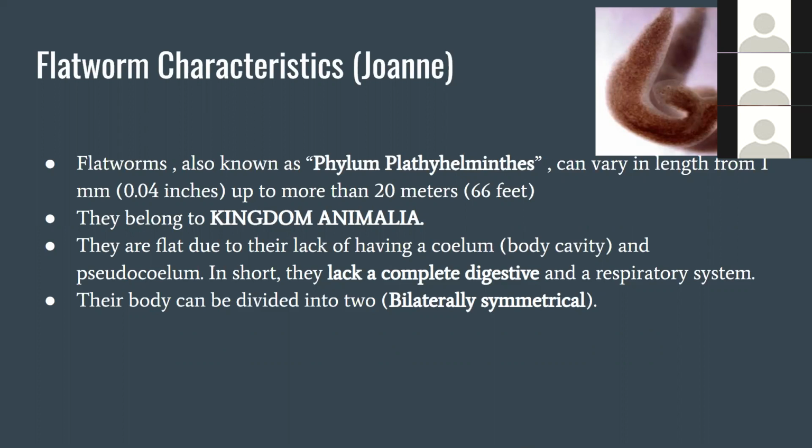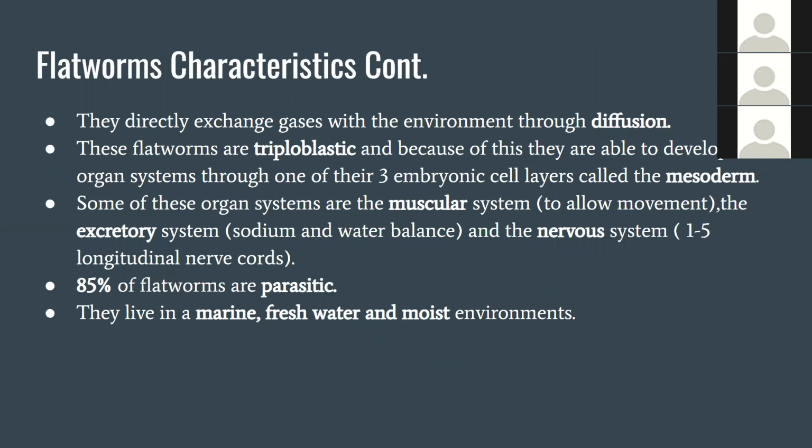They can vary in size from 1 millimeter to 20 meters, which is 66 feet. They belong to kingdom Animalia. They have a flat body due to their lack of a body cavity, and they also lack a complete digestive system and a respiratory system. They're also called bilaterally symmetrical because their body can be divided into two.